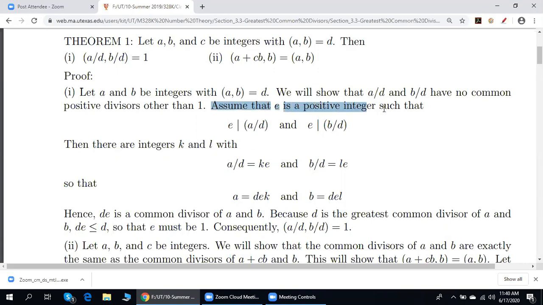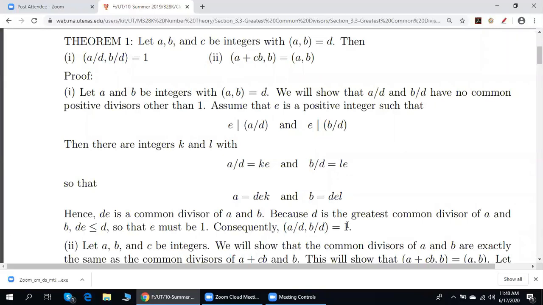Here we assumed that e is a positive integer that divides both of them. We concluded that e is 1. So, since any positive integer that divides a divided by d and b divided by d is 1, the greatest common divisor of a divided by d and b divided by d is 1.